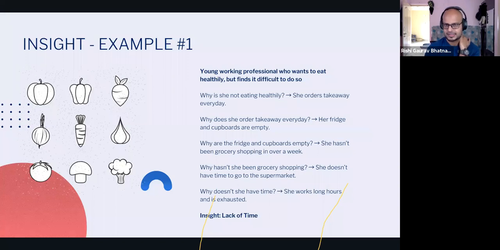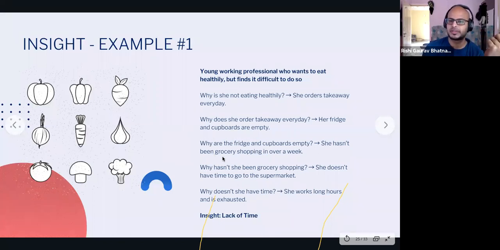How would we do root cause analysis? This is also building on what Abhijit sent as an email last week. We ask a lot of whys. Why is she not eating healthily? The answer is she orders takeaways every day. So the next question we ask is, why does she order takeaway every day? The answer is her fridge and cupboards are always empty. Why are the fridge and cupboards always empty? She hasn't been grocery shopping in over a week.